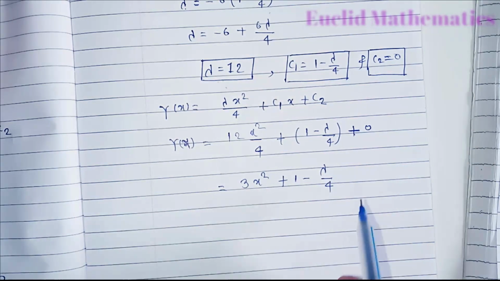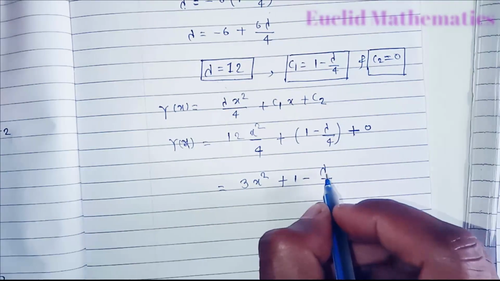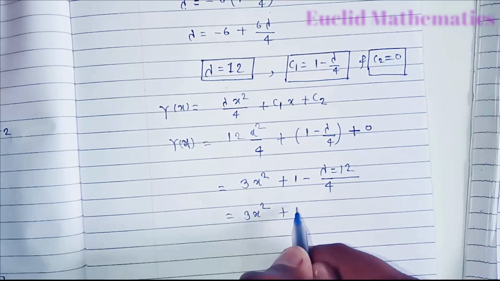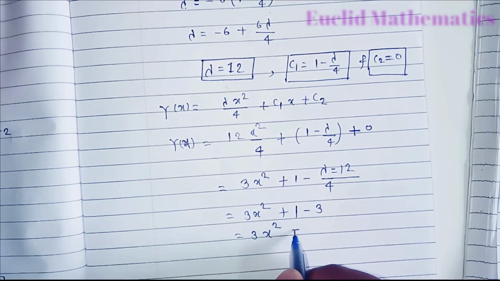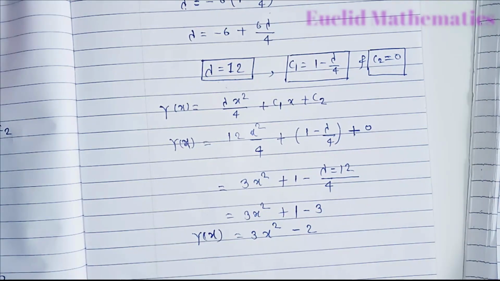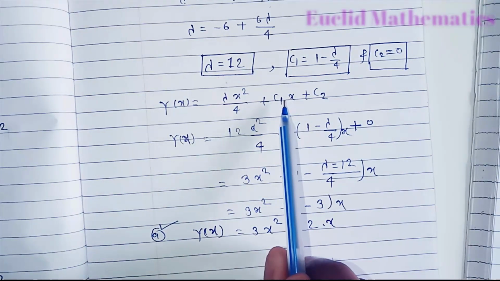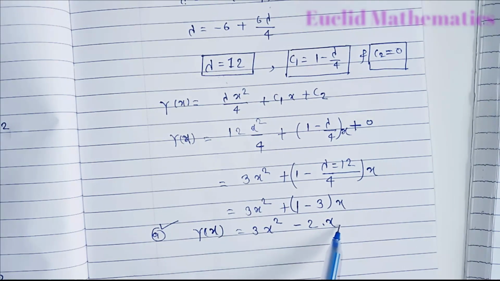Here we want the value for lambda also, which we found here as 12. So 3x square plus 1, and 4 threes are 12, minus 3. So 3x square minus 2 is the value for y of x. The x was remaining, so I added x here: c1x, that is, c1x plus c1x, and after calculation we got the value for y of x, which is 3x square minus 2 times x, which is given in our option number A.